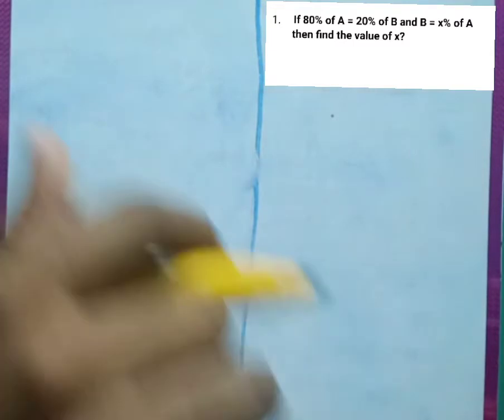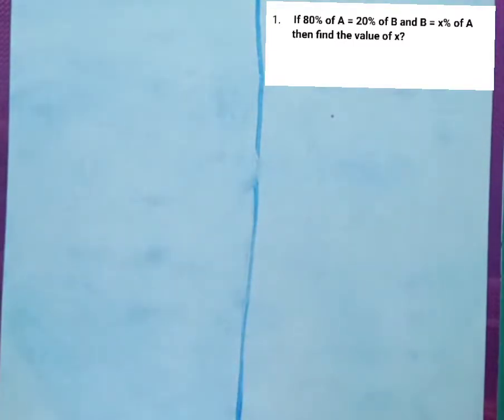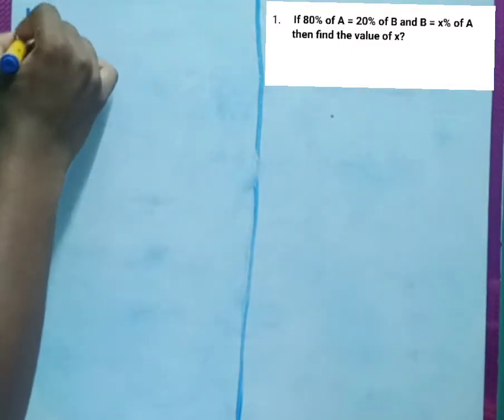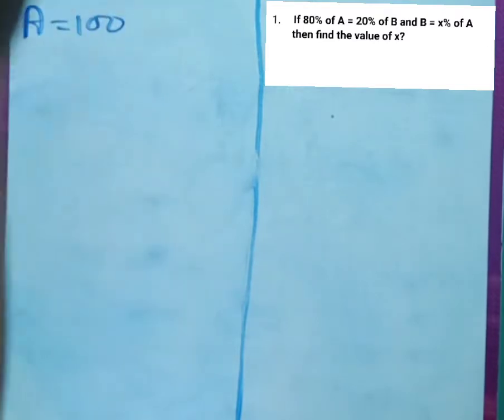So here what they have given is 80% of A equals 20% of B. Right? Since we don't know the values of A and B respectively, we can assume any value of A. Let us assume A equals 100, right? Friends, just listen carefully. Here we don't know the values of A and B, so we can assume A is equal to 100. Let us substitute A is equal to 100 in the first equation, that is 80% of A is equal to 20% of B, right?